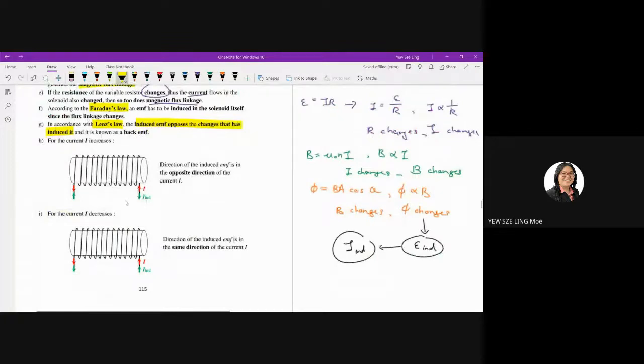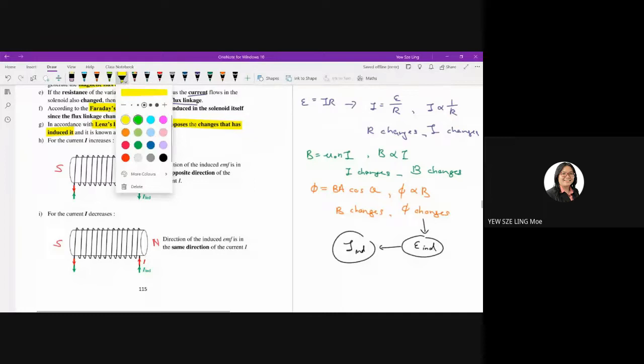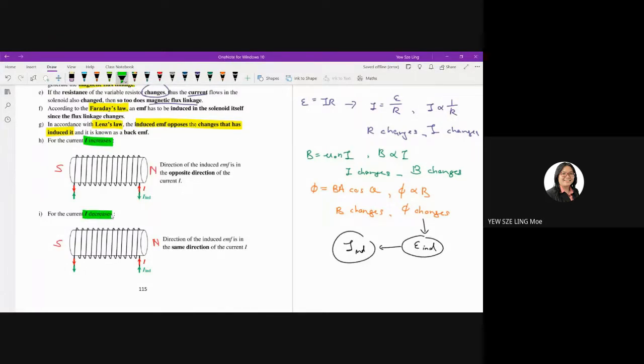So initially, according to the original diagram, we have north pole on the right hand side and south pole on the left hand side. North, south, as shown in the figure. So if I increase, we have two cases: one is I increase and one is I decrease. If I increase, what is going to happen? Before that, let me sketch a magnetic field line across the solenoid first.